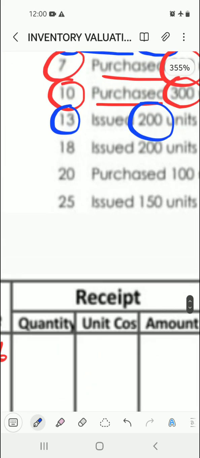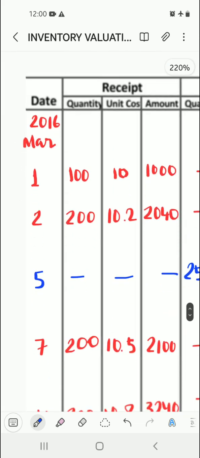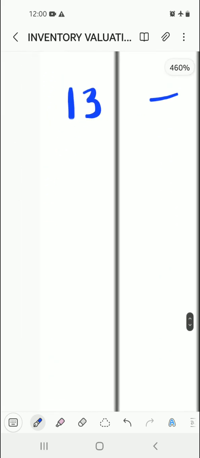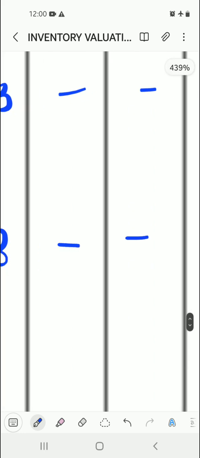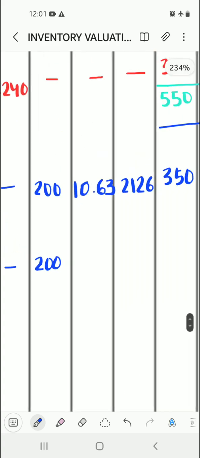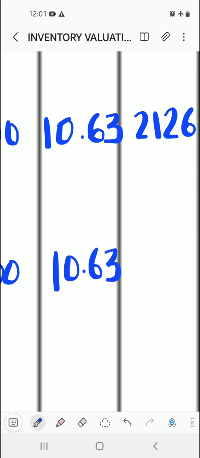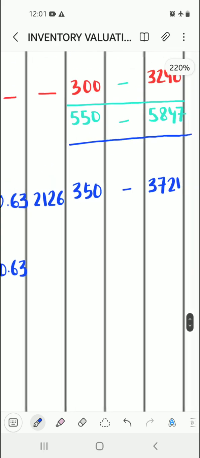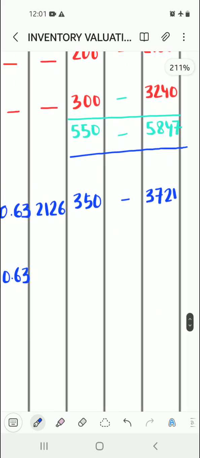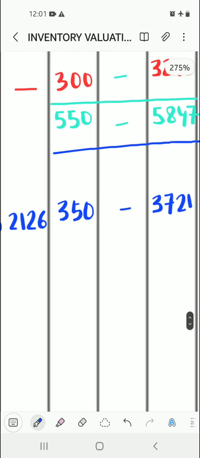There has been a further issue on 18th for 200 units. So nothing on the purchase section, only further issue 200. There has been no purchases before this. So over here also this 10.63 will remain the same, until and unless there is any more purchase. The weighted average will not change because the amount over here will not change. Rather it will change proportionately. So it will remain 10.63.